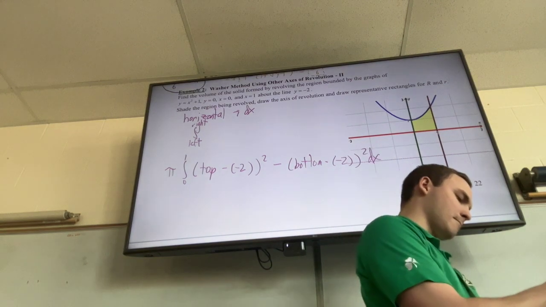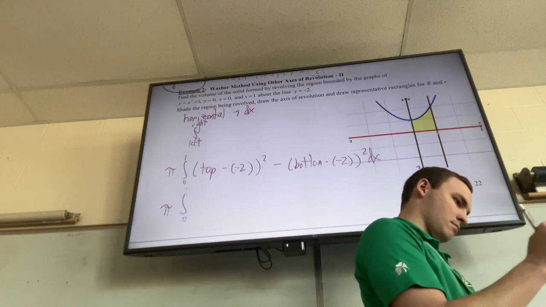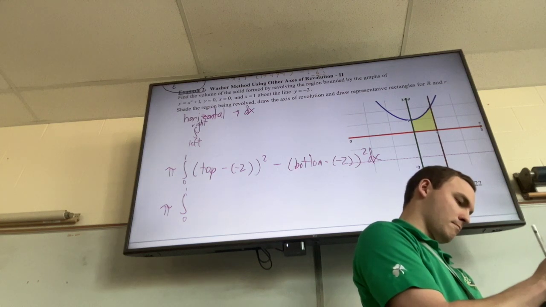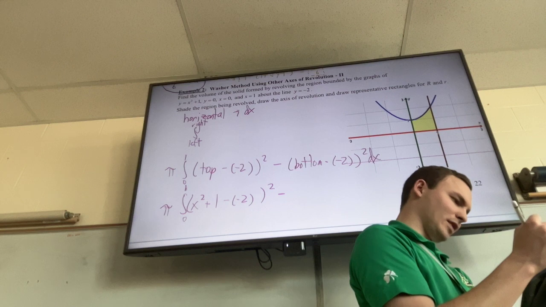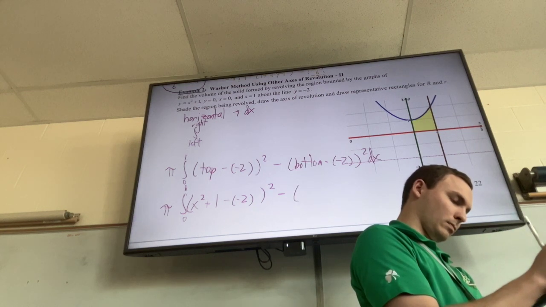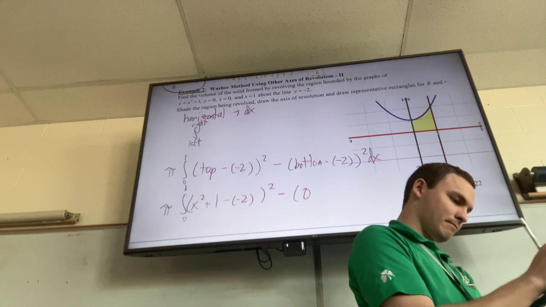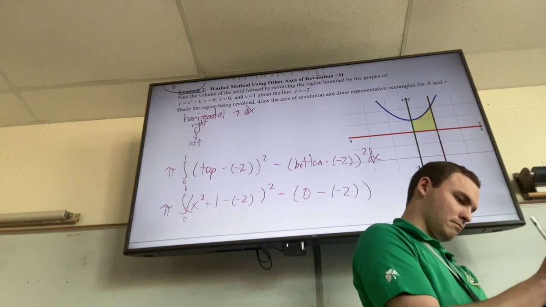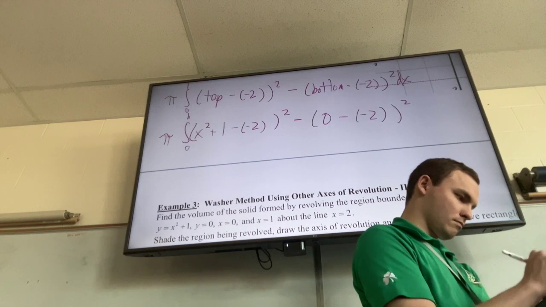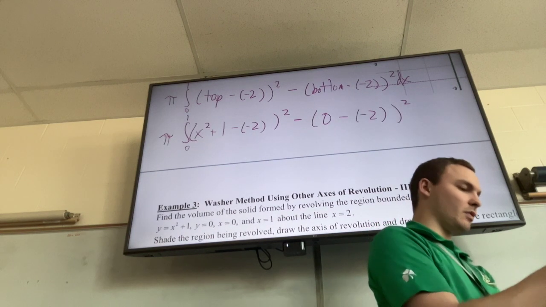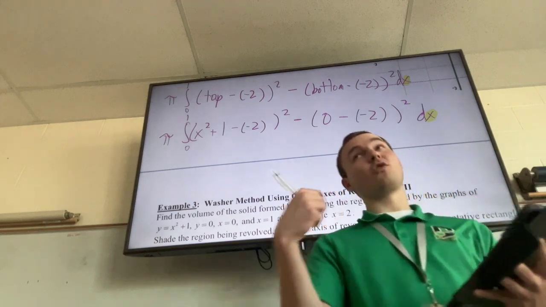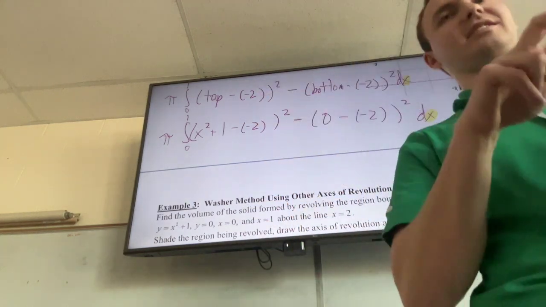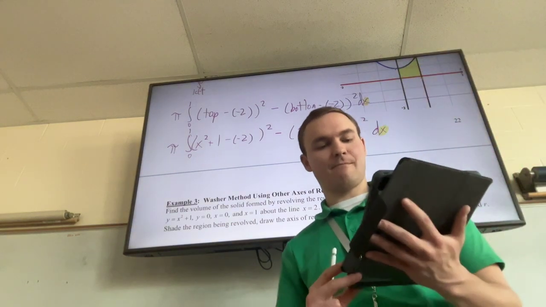What's my top function? X squared plus 1. What's my bottom? 0, right? We don't have to change it to a function of y. So we're doing the integral with respect to x, okay? When we're integrating with respect to x, we integrate functions of x, okay? That makes sense? Right?